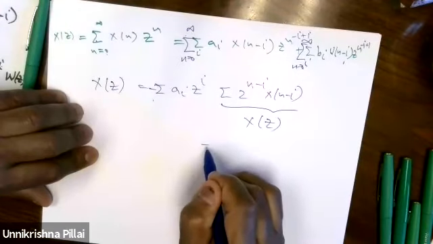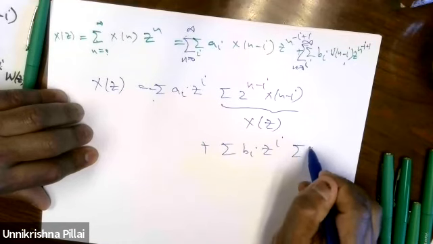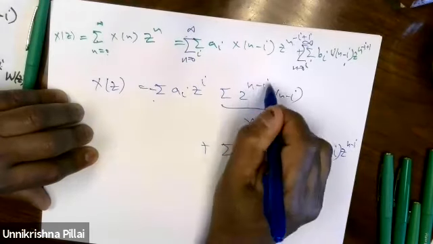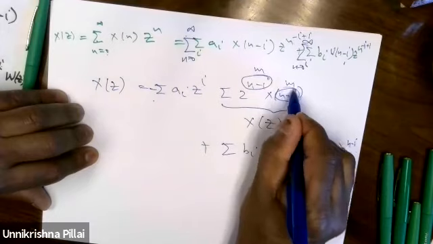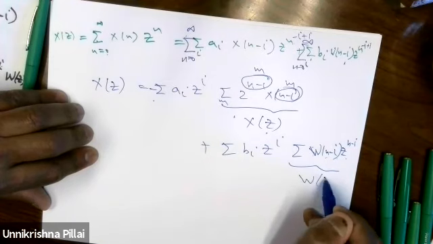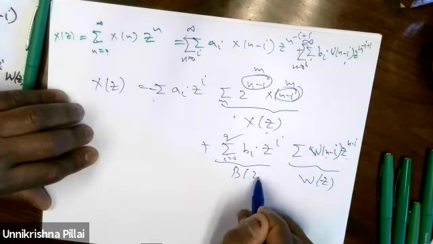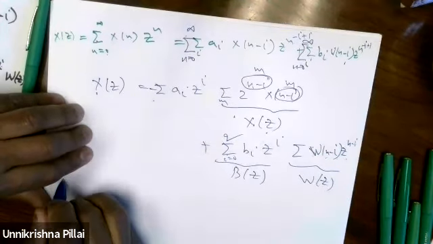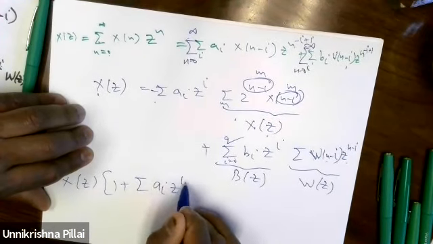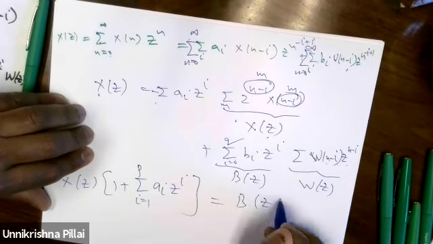On the right side here, plus summation b_i z^i and summation w(n-i) multiplied by z^(n-i). As I said, you put n-i to m, this becomes m, then the summation becomes m. So this will become w_m z^m, that is capital W of z. This is i equal to 0 through q. I'm going to call it B of z. So if I bring this term to this side, I get X of z multiplied by 1 plus summation a_i z^i, i equal to 1 through p, equal to B of z W of z.